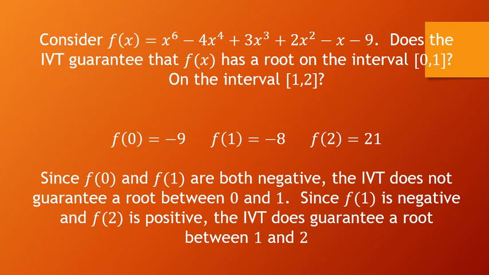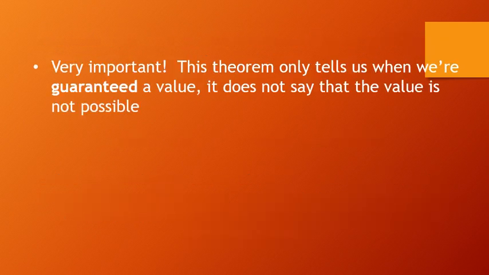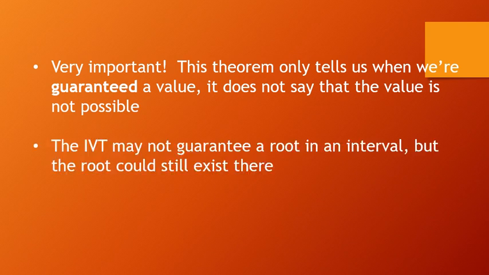Now there's a really important thing that you should note about what the IVT is saying. The IVT only tells us when we're guaranteed a value. It does not say that it's not possible to have some value happening. This theorem says you are guaranteed to have this value provided it's between these two numbers. It does not say that if this number is not in between these two things, then you don't have an x value out there whatsoever. Specifically, in the more common use of using the IVT to locate roots, the IVT may not guarantee a root inside of an interval, but you could still actually have a root there. It's just that this theorem does not guarantee that you have it.